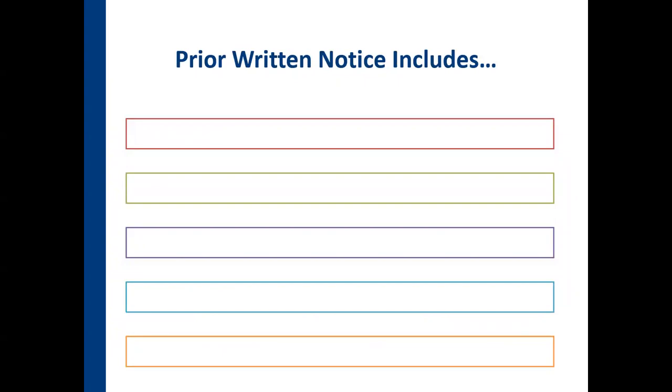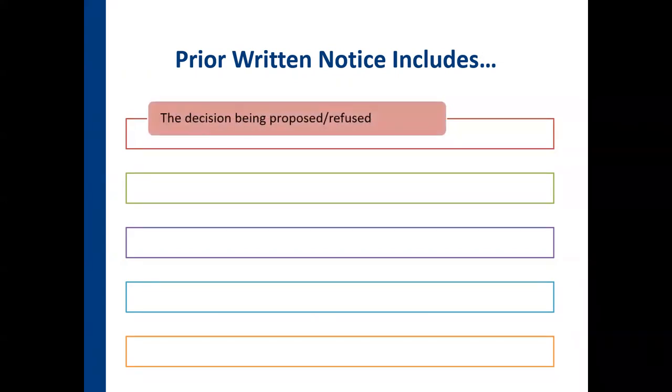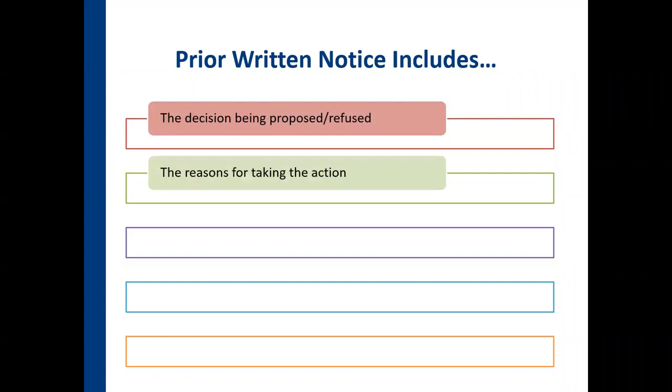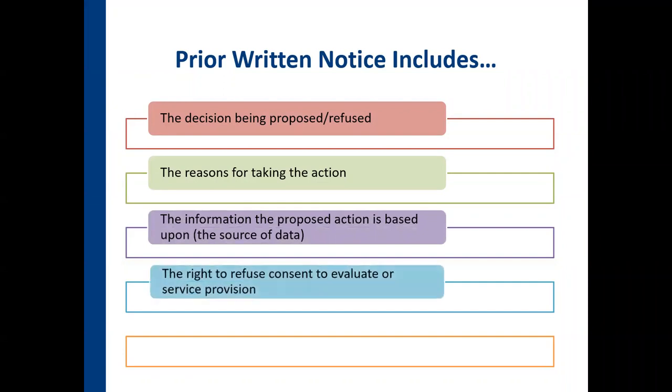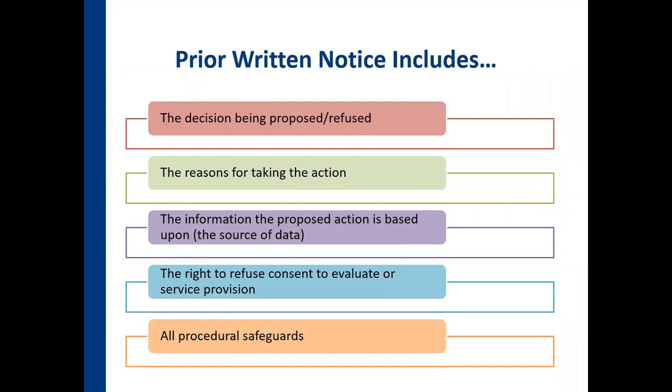The prior written notice discussion and documentation includes the following 5 components: the decision being proposed or refused, the reason for taking the action, the information the proposed action is based upon, the right to refuse consent to evaluate or service provision, and all procedural safeguards, so a copy of their rights supports this. Prior written notice must be provided in the native language of the family unless it is clearly not feasible to do so.